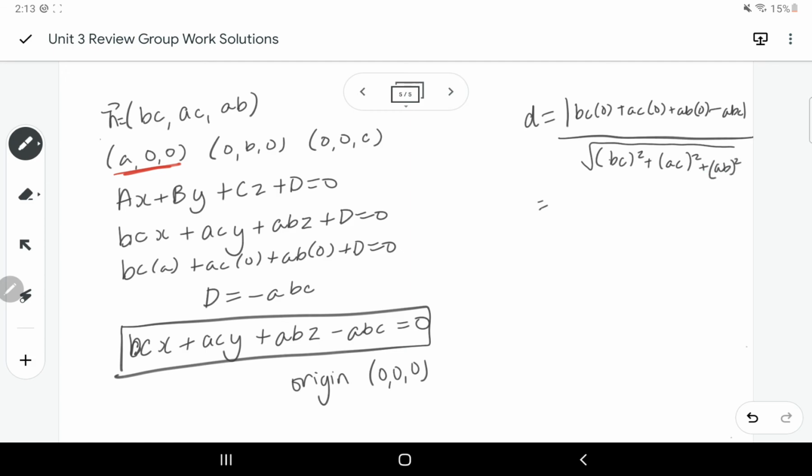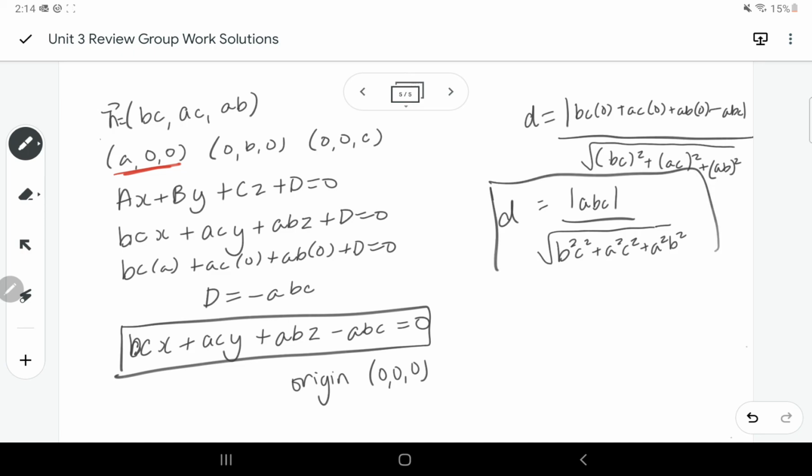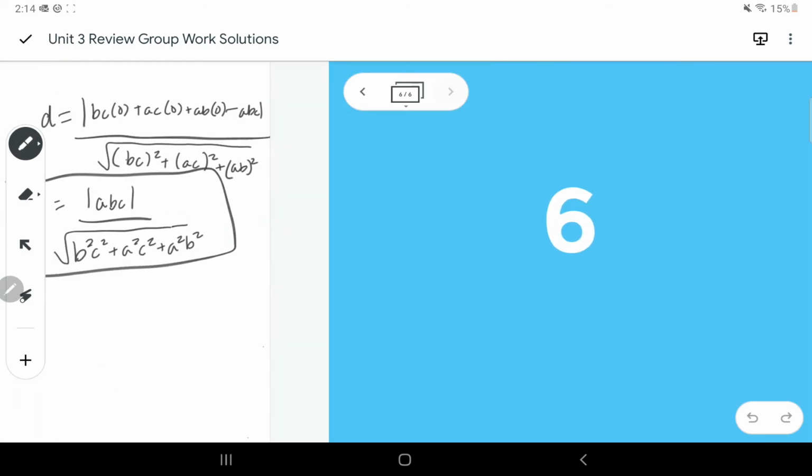And we can simplify this a little bit. On the top, we would have the absolute value of ABC. You could have a negative there, but the absolute value, it doesn't actually matter, over the square root of B squared C squared plus A squared C squared plus A squared B squared. So that's what the distance from the origin to that plane is. That's all of this work before we even really start our proof.